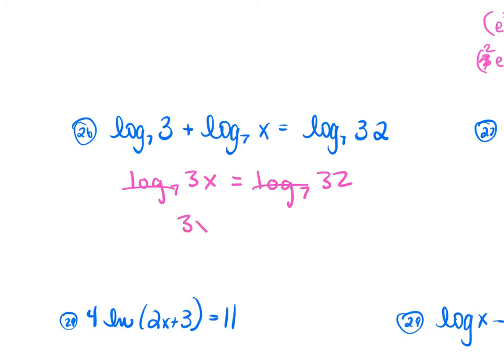So 3x is equal to 32. Divide both sides by 3. x is equal to 32 over 3. Or you could find the decimal of that if you wanted to, but we could just leave it as 32 over 3.